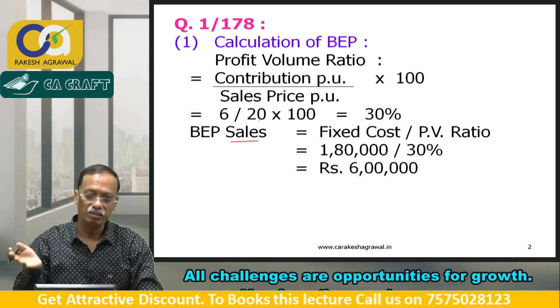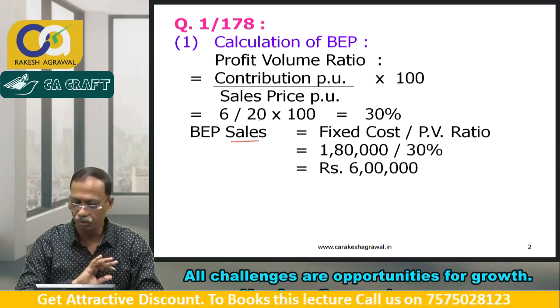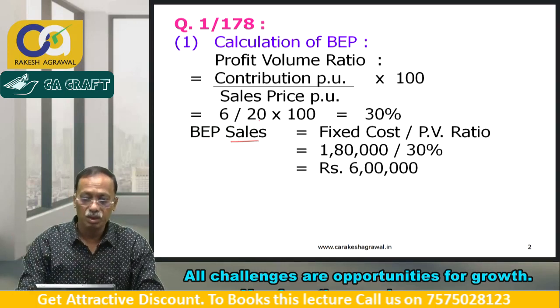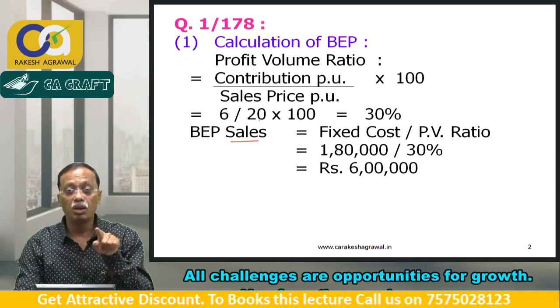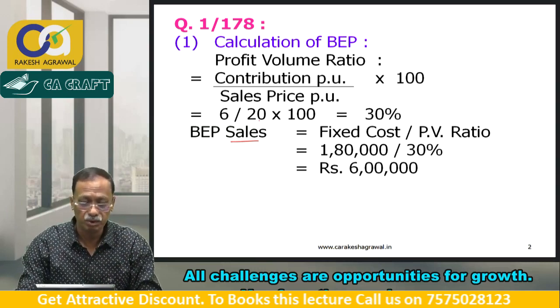Right? Those who have calculated in units, absolutely fine. No problem. Only they will do fixed cost divided by contribution per unit. For units, the BEP formula will be fixed cost upon contribution per unit. This is rupees 6 lakh. Now check the second question.